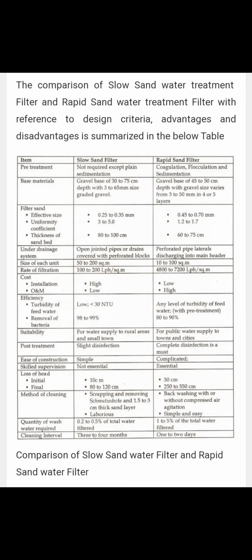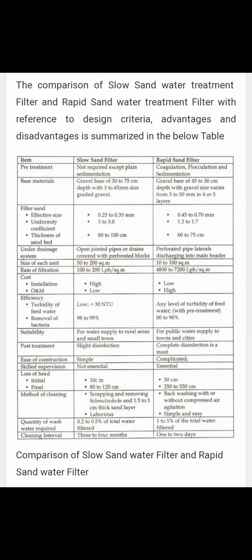Okay, next is the filter sand, the sand used in the filtration process. In the slow sand filter, the sand has an effective size varying from 0.25 to 0.35 mm, and the thickness of the sand bed varies from 80 to 100 centimeters. For the rapid sand filter, the sand has an effective size varying from 0.45 to 0.70 mm, and the thickness of the sand bed varies from 60 to 75 centimeters.